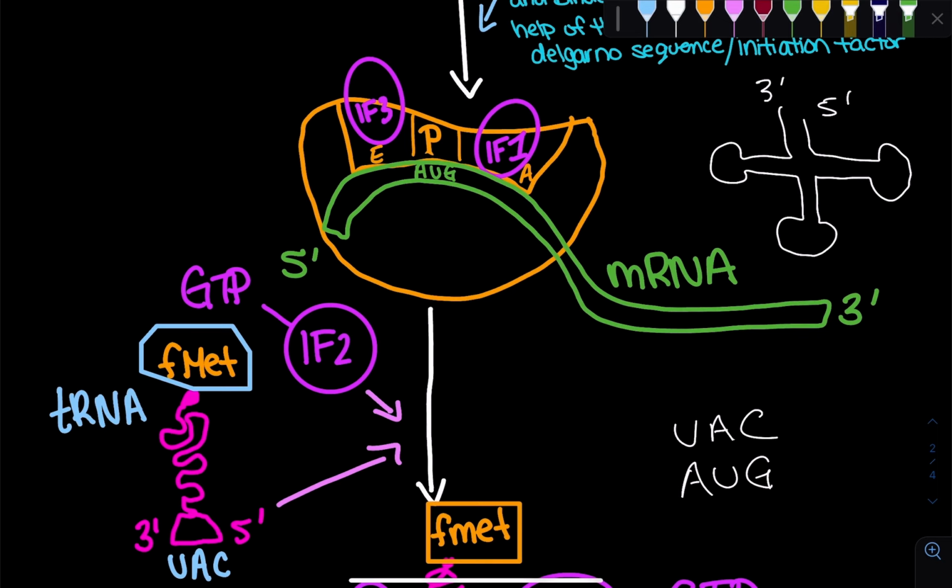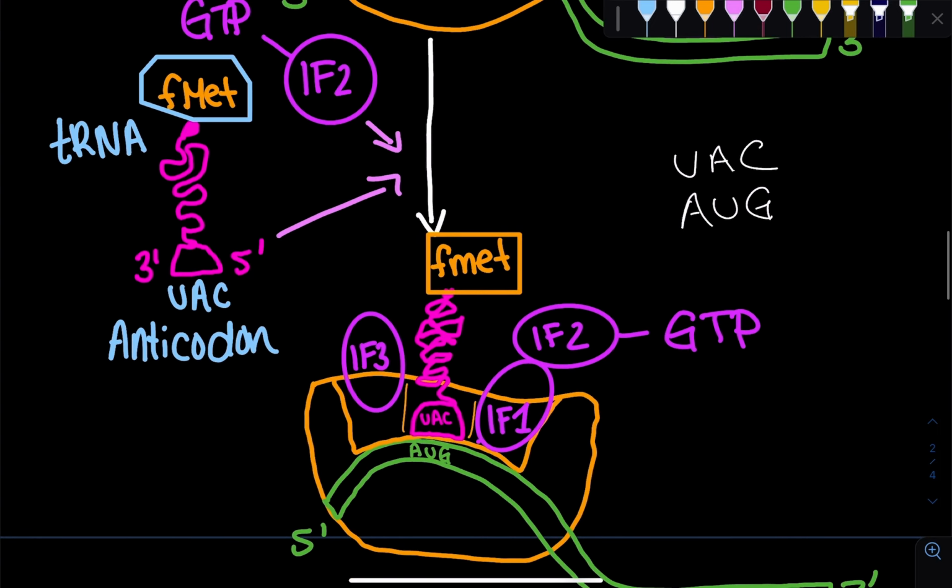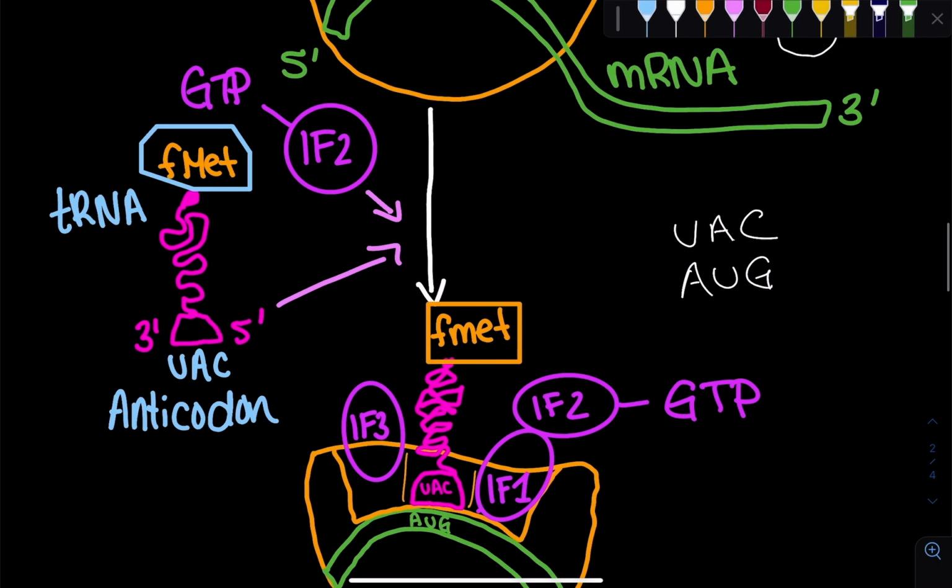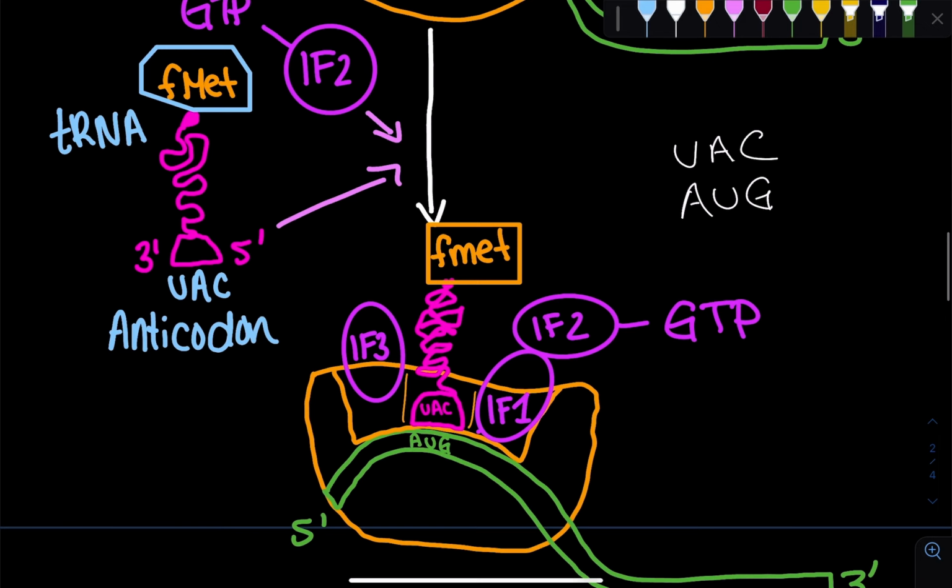Well, we bring in another initiation factor, IF2. This IF2 is bound to GTP. When the IF2 comes and binds to that GTP, it facilitates bringing in the tRNA as well. So IF2, when it comes in, it brings in tRNA with it. It's like bringing a friend to a party. The IF2 is going to bring the tRNA with it, and it brings it in.